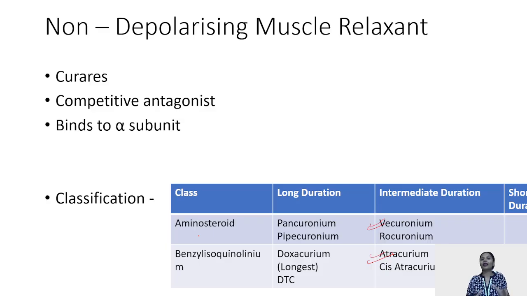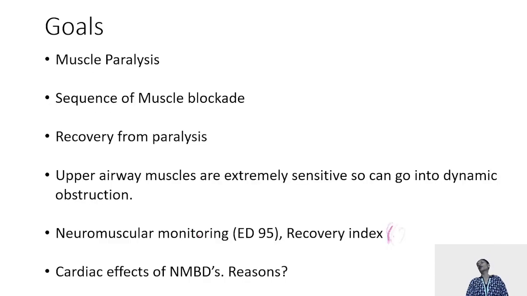The beauty of benzylisoquinolones is that it has the longest duration, doxacurium, and the shortest one, gantacurium, both under its heading. We have doxacurium, which is the longest acting, and gantacurium, which is the shortest acting NDMRs. Here we are not talking about succinylcholine. We are talking only about the subclass of NDMR drugs. What are the goals of giving these NDMRs?